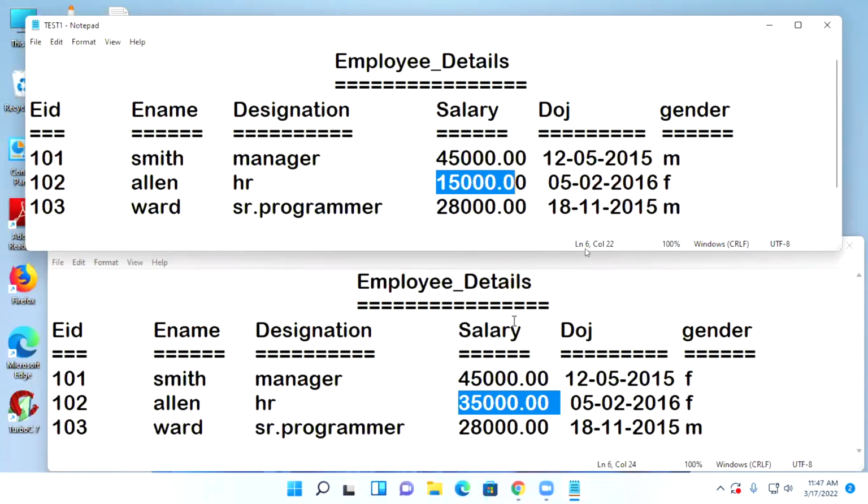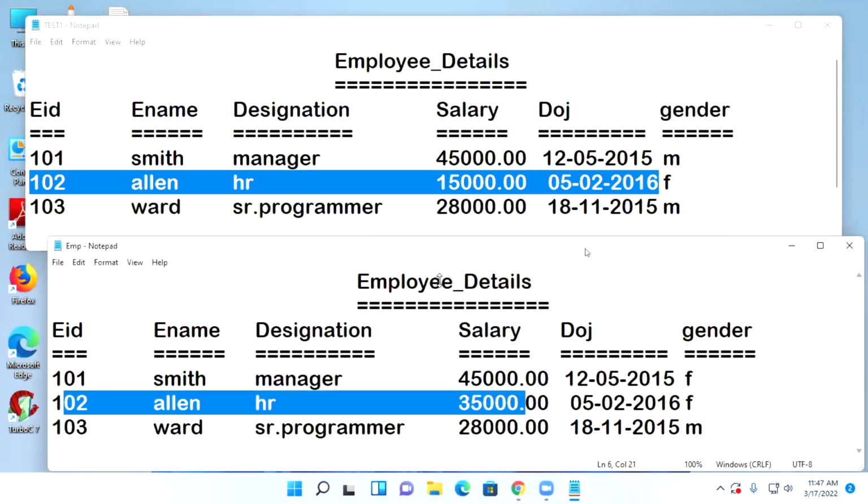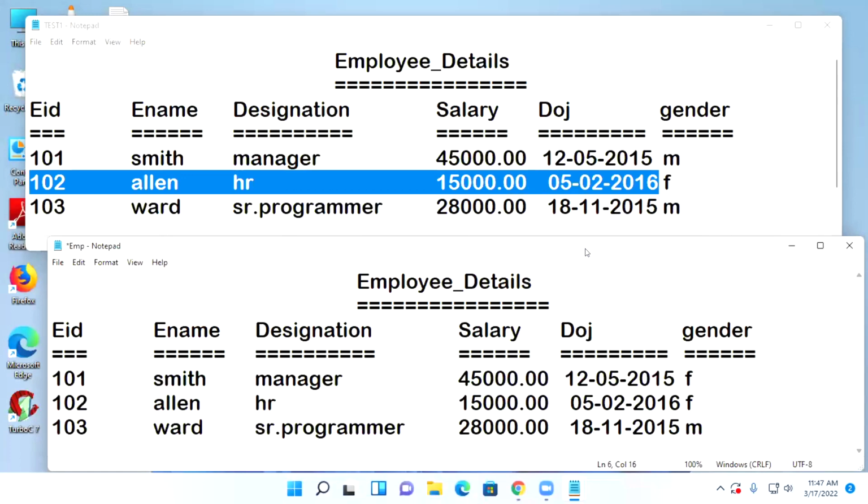Consistency. What does consistency mean? Suppose one person, one employee, one student, one customer, one product: if I change that information in one file, then the same information, wherever it is, also changes automatically in those files. For example, here I changed 15,000. The same employee's salary is also in another file. So if I change 15 here, it also changes to 15 automatically.